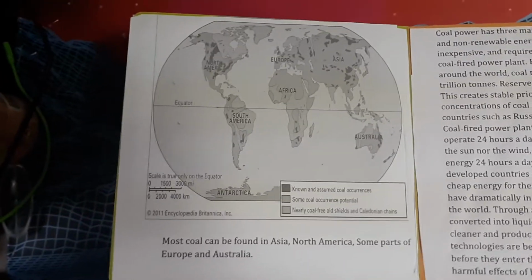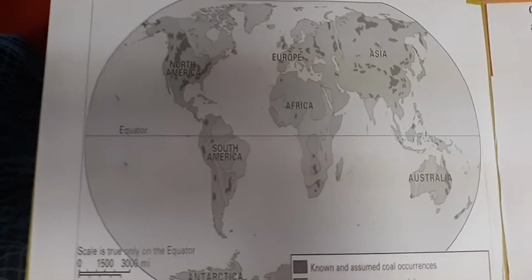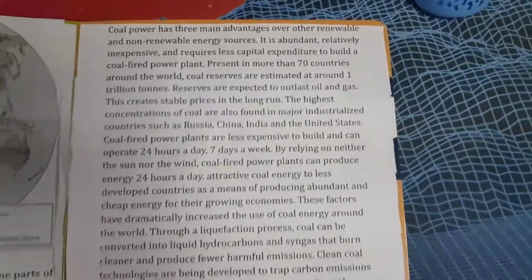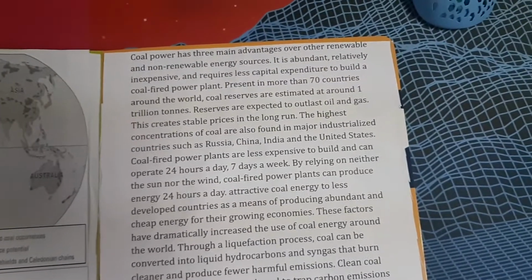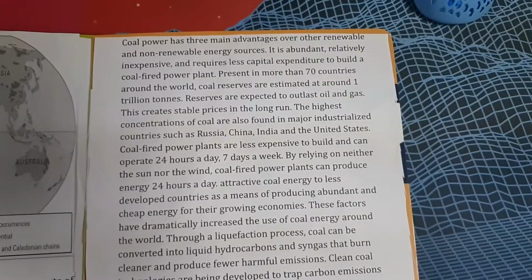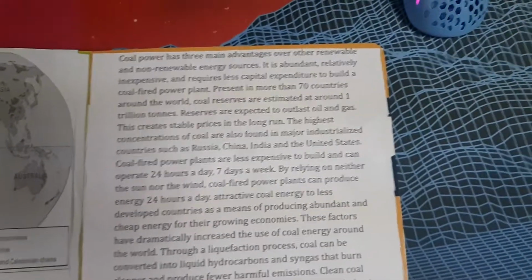So most coal can be found in Asia, North America, some parts of Europe, and Australia. The shaded parts are where you can find it, so it's pretty spread out. Some of the pros of coal: it has three main advantages over other renewable and non-renewable energy resources. It's abundant, relatively inexpensive, and requires less capital expenditure to build a coal-fired power plant.